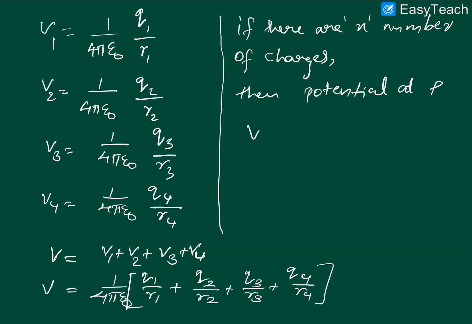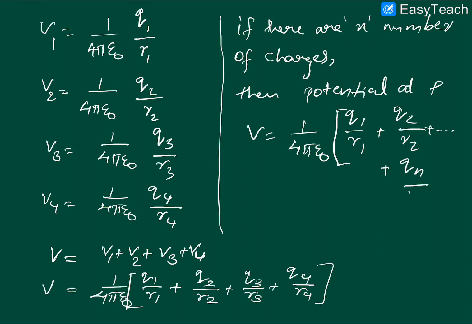is equal to 1 by 4 pi epsilon 0, you can take it common, Q1 by R1 plus Q2 by R2 plus etc. plus Qn by Rn. This is how you can find the net potential at a point due to a system of charges. This is nothing but the principle of superposition for electric potential.